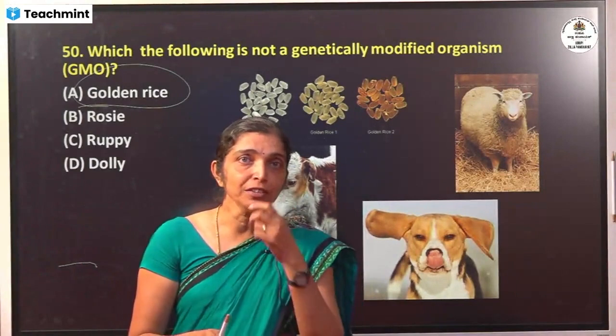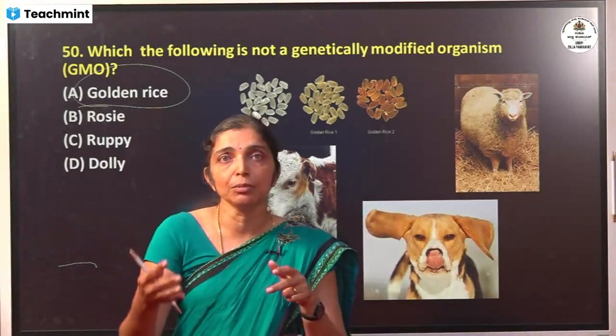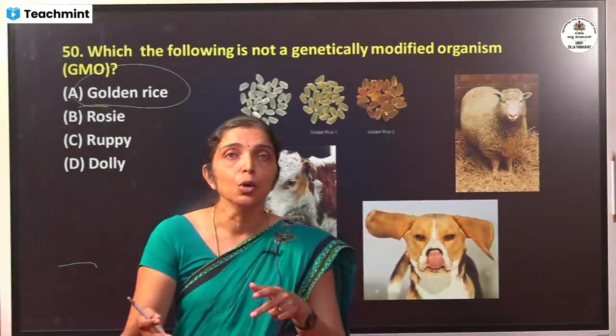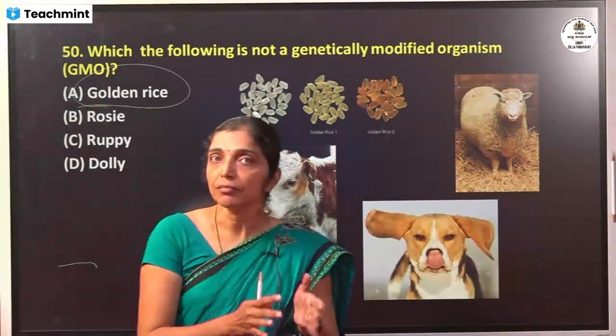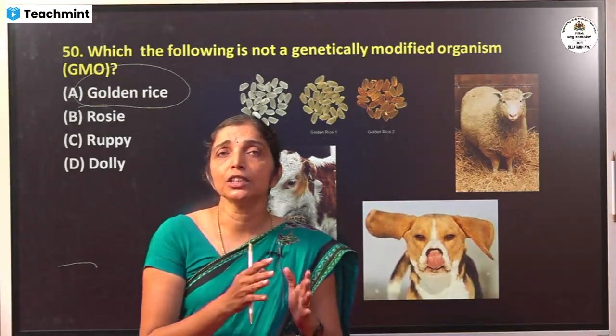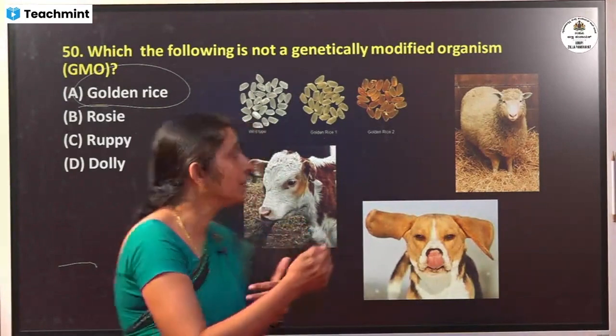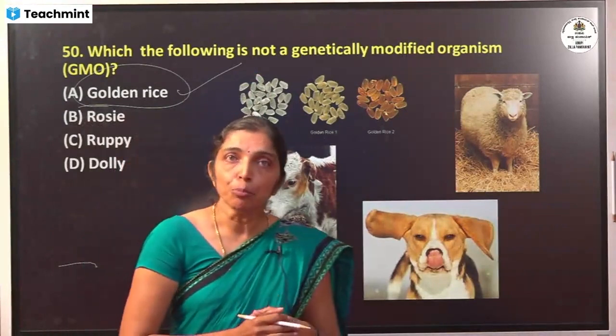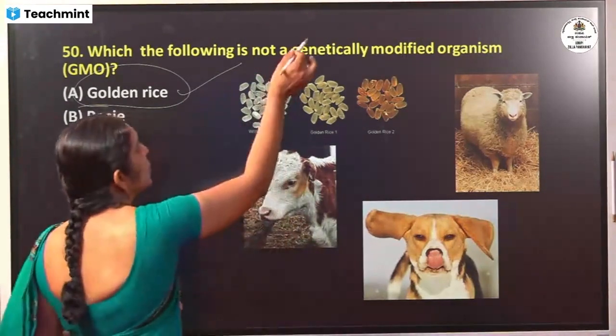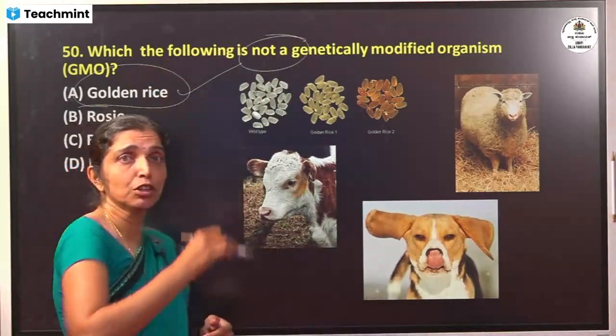And this is meant as a beta carotene precursor of your vitamin A. So definitely it is not there normally. Since it is not there normally, we have genetically modified it. So definitely golden rice is also an example of a genetically modified organism. Now what is asked in the question is not a genetically modified one, so it is not golden rice.